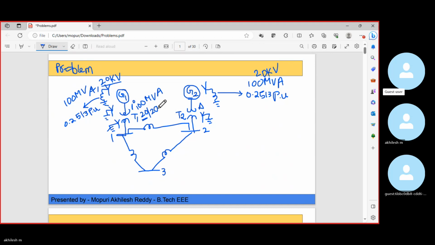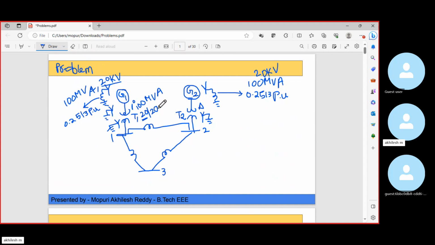Akhilesh, your voice is breaking. Audible now? Yeah, it's breaking somewhat, unclear. Hello, now am I audible? Yeah, now it's audible. Hello, am I audible? Yeah, Akhilesh, now you are audible.